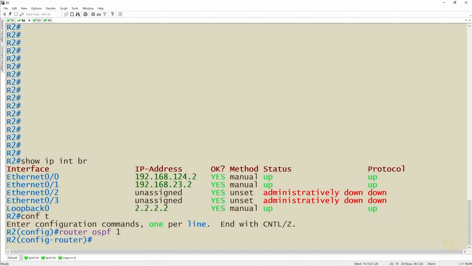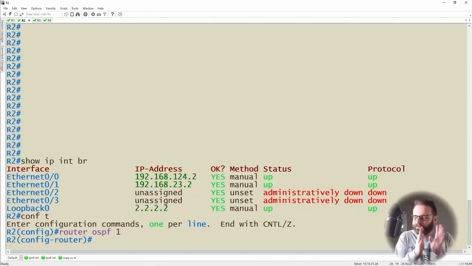So by typing this, I've now enabled the OSPF process, and the next thing we have to do, and this is very, very important to understand, is that we have to enable OSPF on interfaces. This is where it can be kind of confusing, because from here, we can type the network statement and specify network 192.168.23.0 and use a wildcard mask like 0.0.0.255.